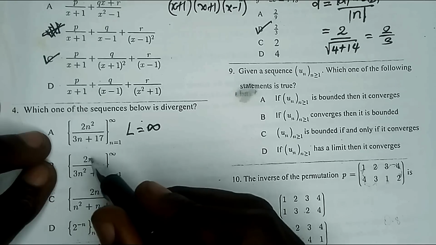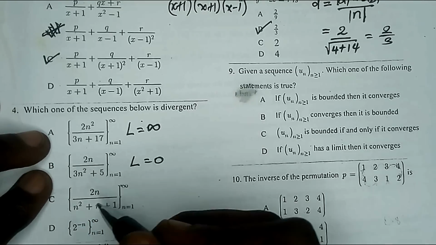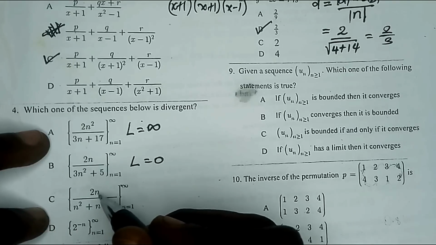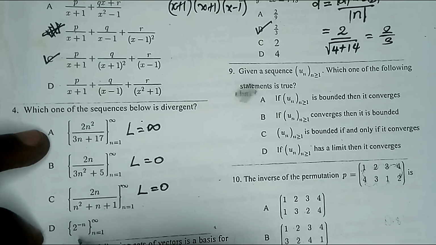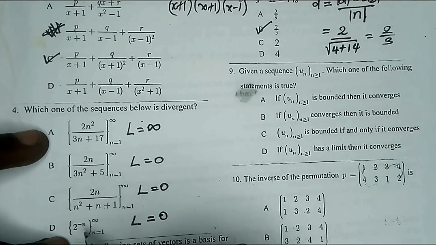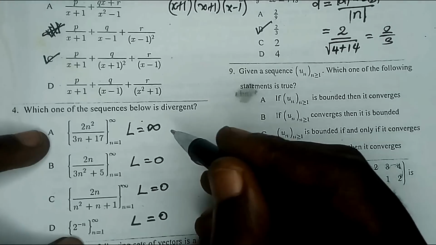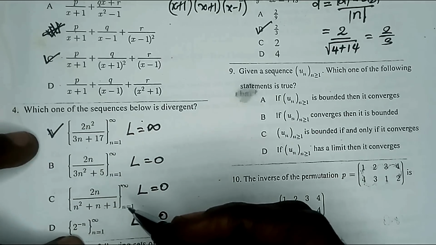And the degree up in the B part is smaller than the one down, so the limit would be 0. In C, the degree of n up is smaller again than the one down, so the limit will be 0. In D, the limit is also 0. And in addition, that is a GP with common ratio half, and the absolute value of R in a GP is less than 1. The GP converges. So at the end, we have A as the sequence that will diverge.